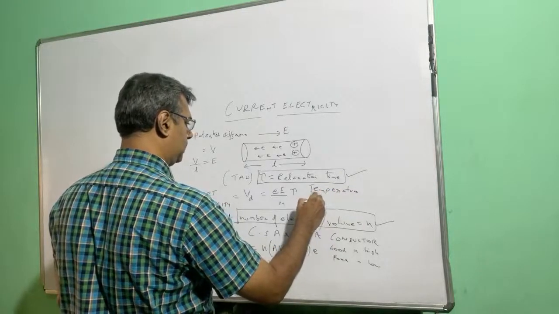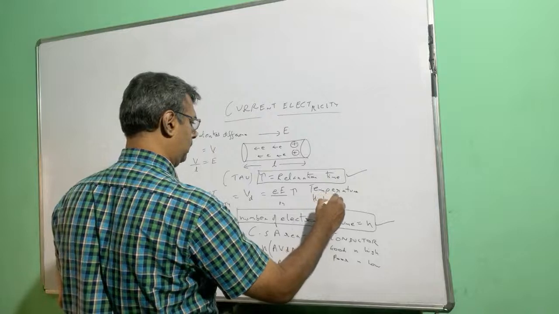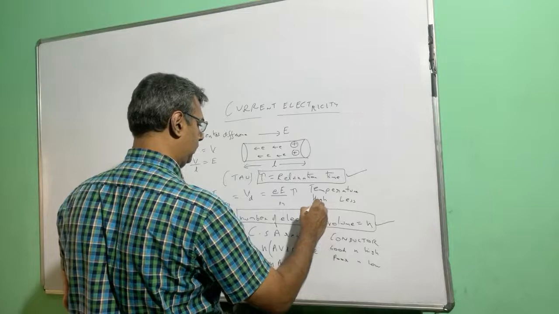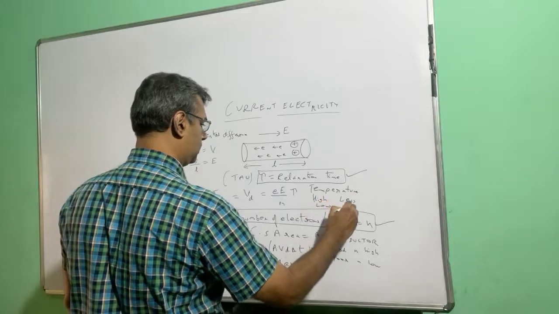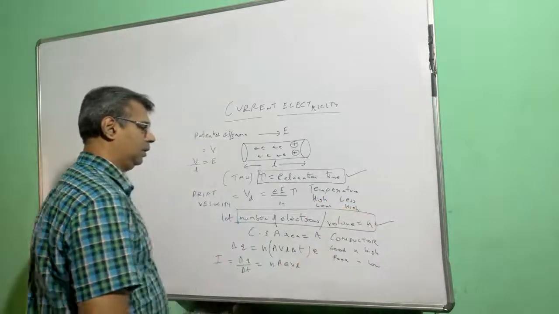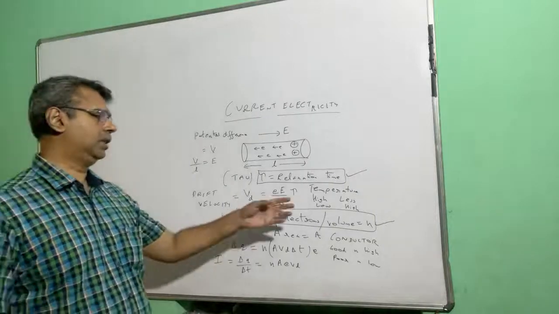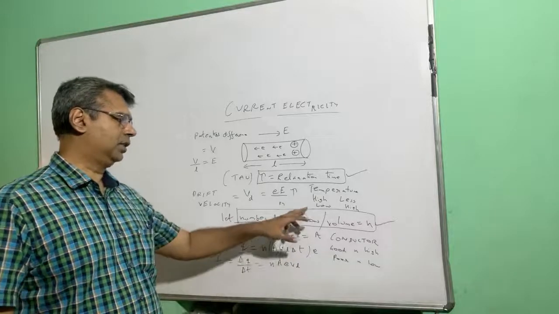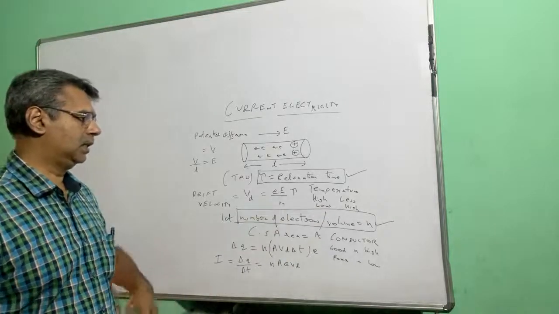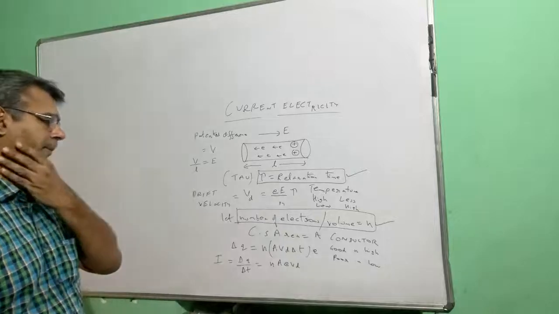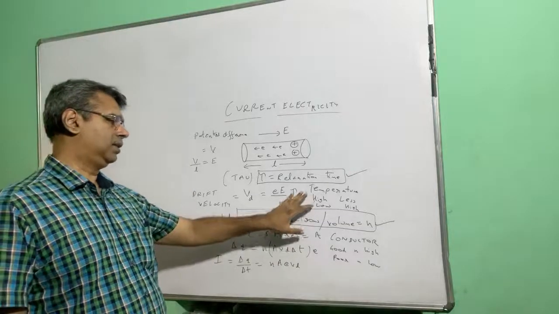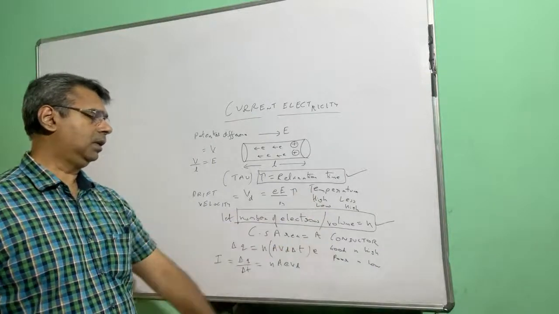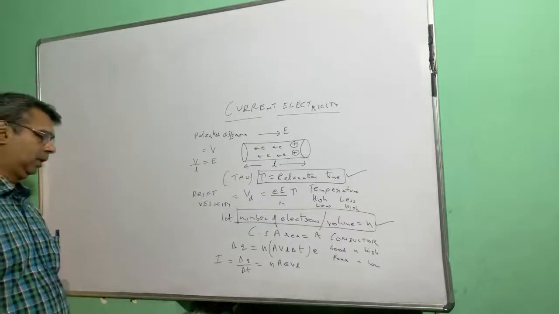So if temperature is high, then relaxation time will be less. If temperature is low, then relaxation time will be high. So what is the logic? Because if the temperature is high, the frequency of collision will increase, so they will collide faster, so the relaxation time will be less, and if temperature is low, relaxation time will be high. So these are the things: relaxation time and number of electrons per unit volume, how it is related to temperature and the properties of the conductor.